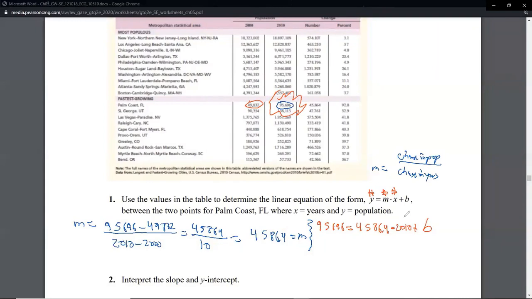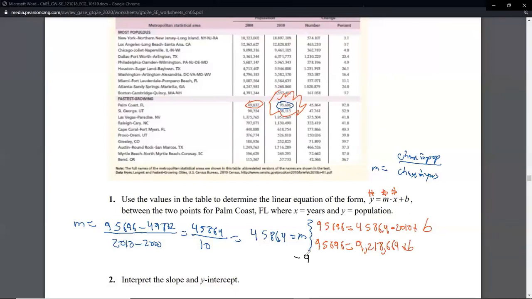I'm going to have a difficult time putting the calculator on the screen, so you're just going to have to trust me that these numbers are right. 4586.4 times 2010, please try this on your own, is going to be 9,218,664. Let me double check that. I'm just not used to plugging in those numbers. I usually do the 2000. So 95,696 equals 9,218,664 plus b.